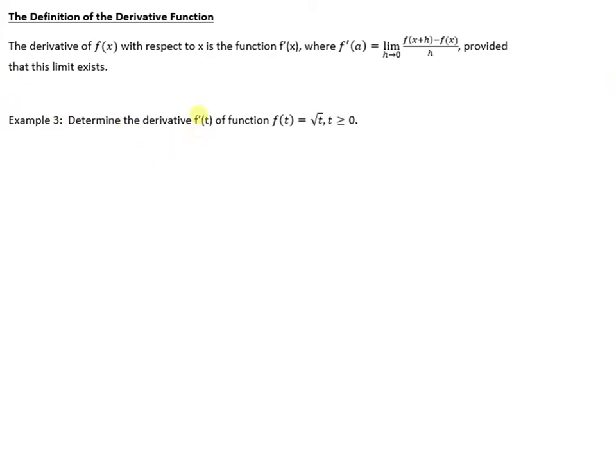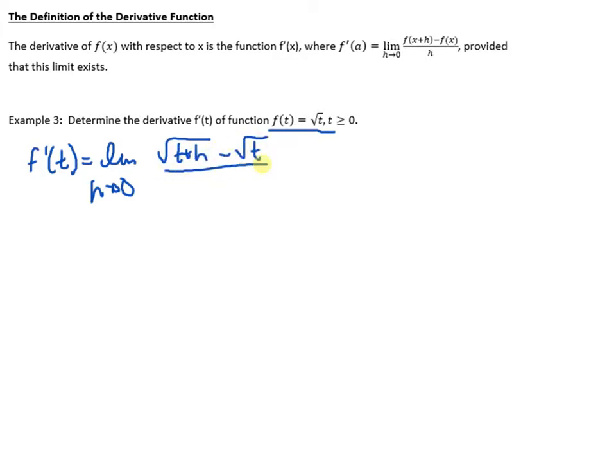To determine the derivative of f at t, of the function f(t) = root t. Okay, so we start the exact same way: f prime at t equals the limit as h approaches 0. Now let's write (root(t+h) minus root t) all over h. As soon as you see a root, we know it's going to trigger us to use the conjugate.